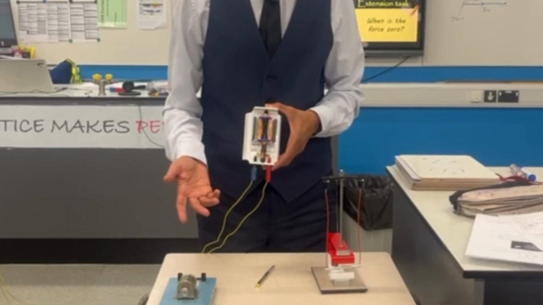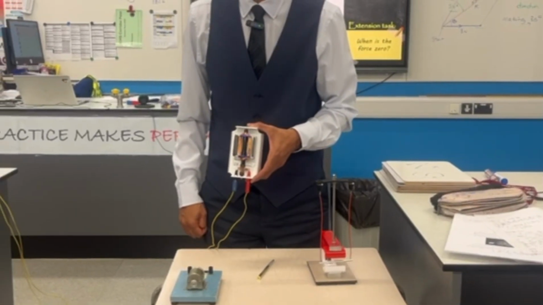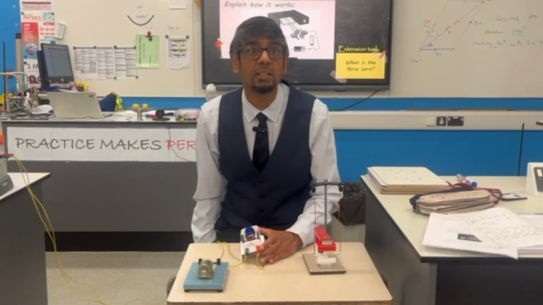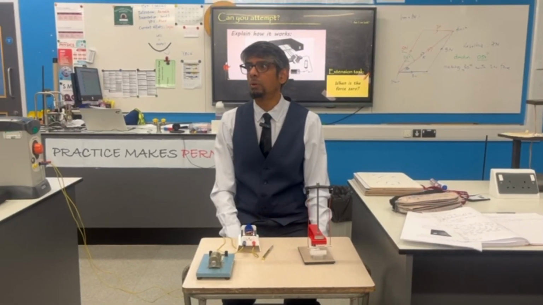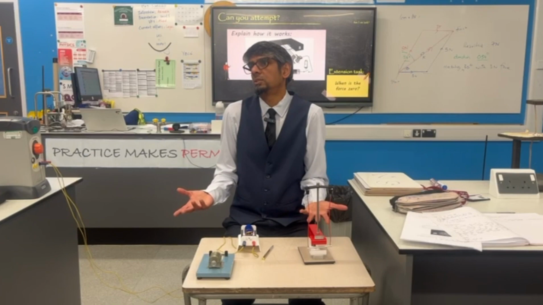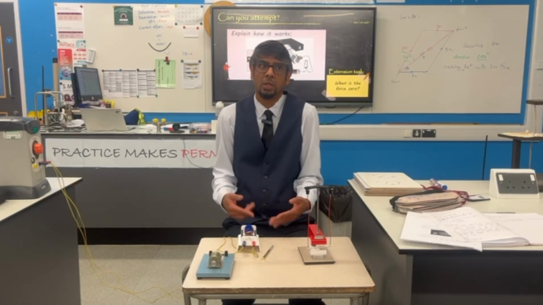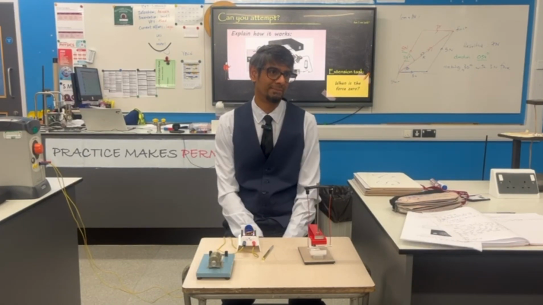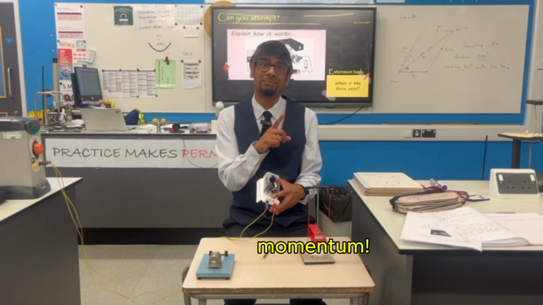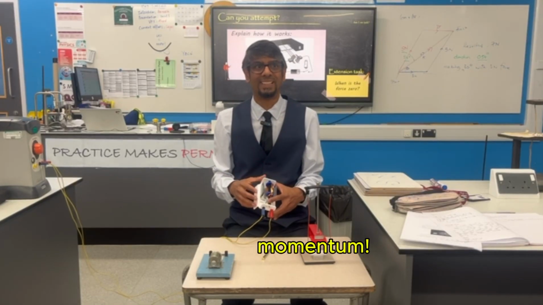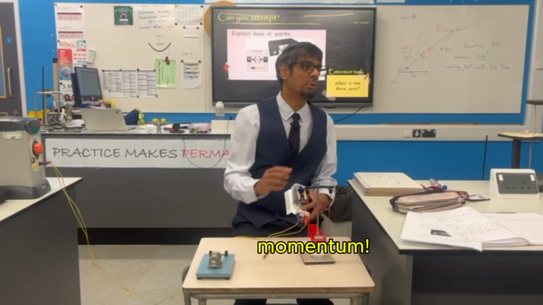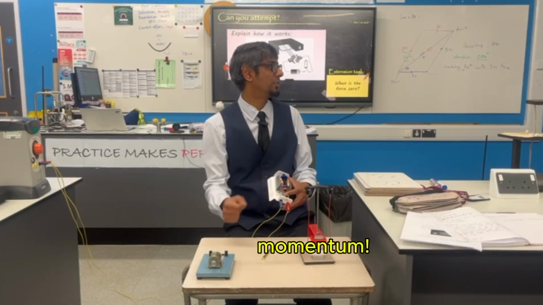If there's a gap in a circuit, what happens? The circuit is incomplete. Is there going to be current? No. Oh my goodness, so your motor is going to stop, isn't it? But did it stop? No. Why? It didn't stop because it was already moving. It had momentum. So momentum allows it to continue to the other side.